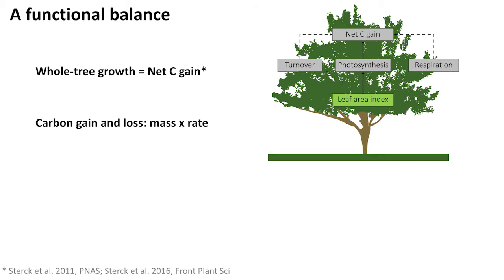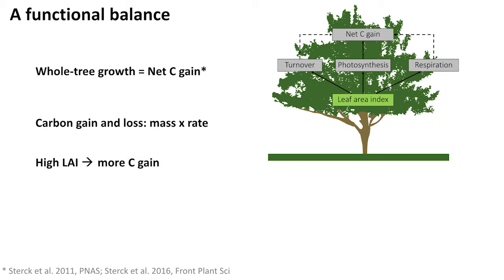Leaf area index, the influence of leaf area index on photosynthesis. The box of photosynthesis is basically the product of a certain leaf mass and the leaf photosynthetic rate. Similarly, the box turnover, so carbon that's lost by tissue turnover, is the product of a leaf mass and the turnover rate. And the carbon lost through respiration at the whole plant level is the product of a leaf mass and a certain leaf respiration rate.